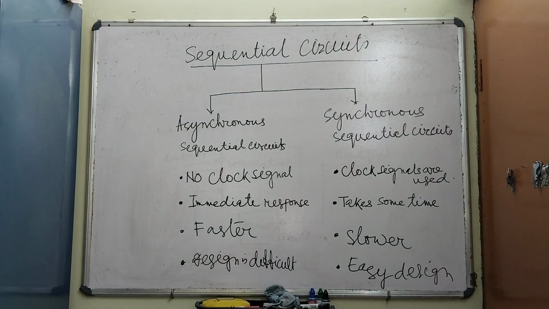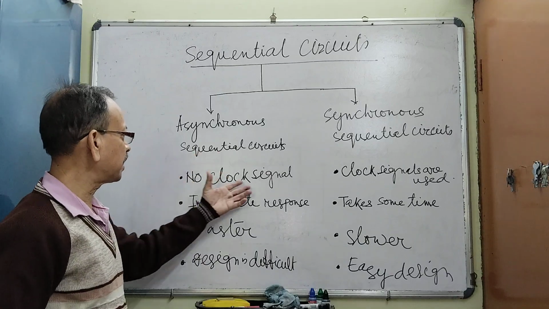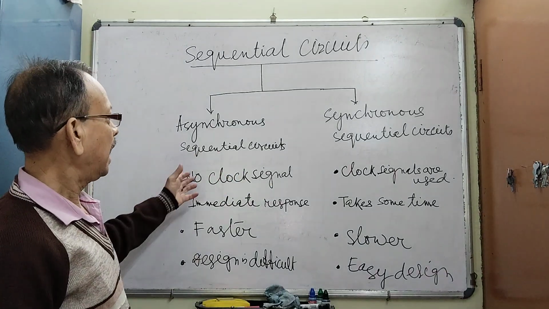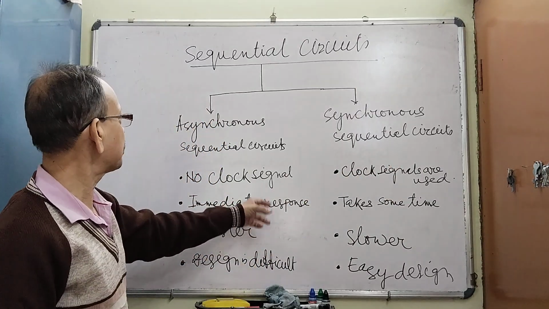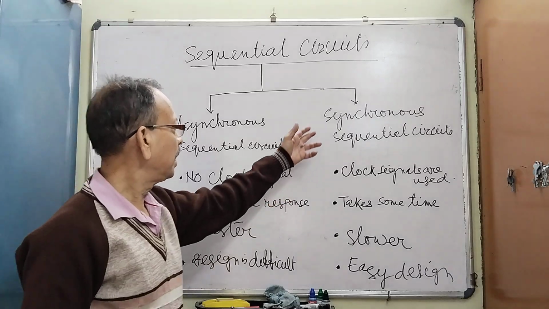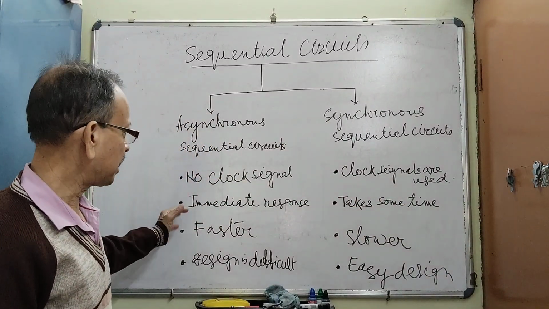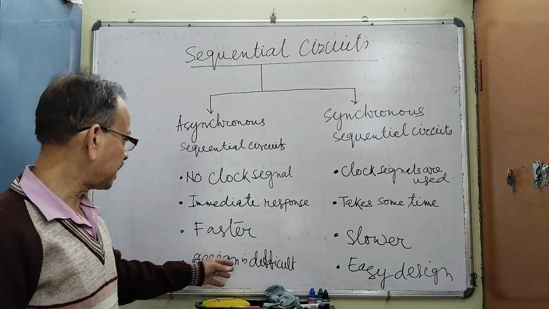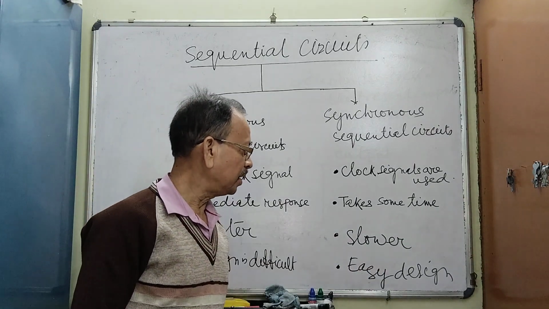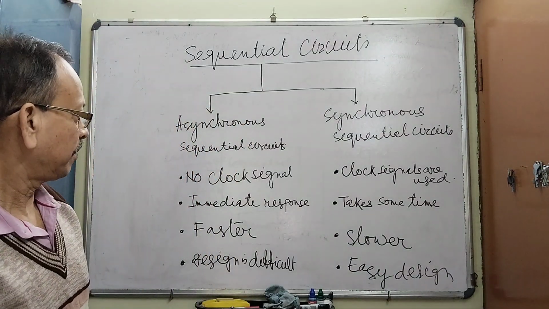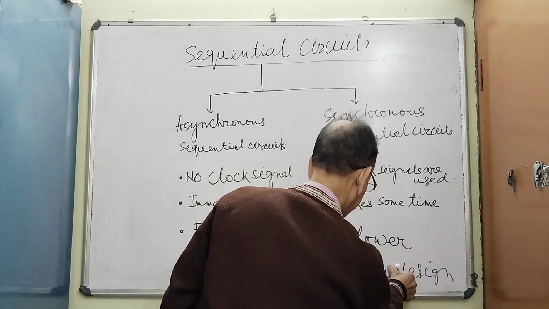So these are four points. In asynchronous sequential circuit, there is no clock signal, and here the clock signal is needed. Immediate response, as there is no clock signal, and it takes some time for responding. It is faster, and it is slower. Design is difficult as there is no clock signal, and design is easy.